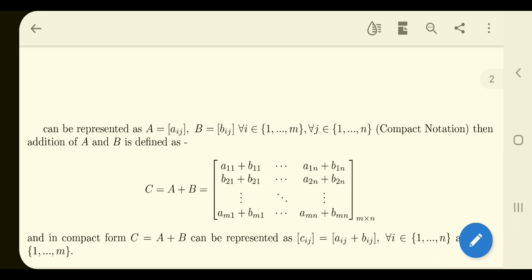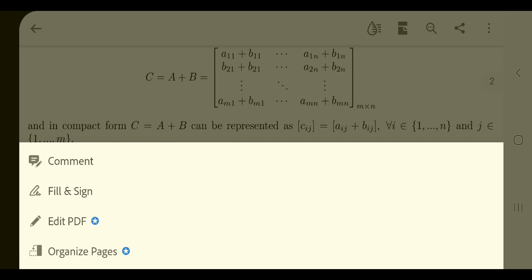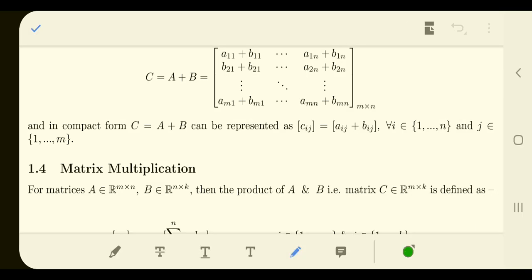The addition of the two matrices A and B can be defined in a compact notation as this one. We say that C is equal to A plus B, then C_ij, each element of the addition matrix, is given by the addition of respective elements of A and B. And that's how you get the addition of the two matrices.